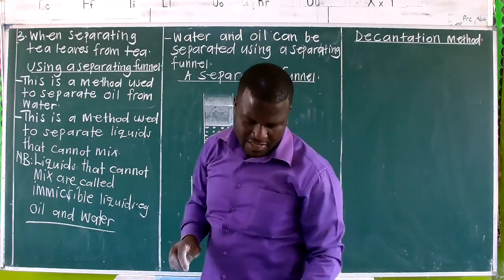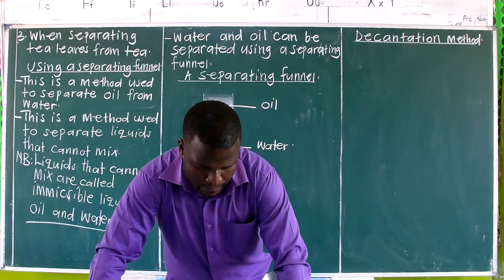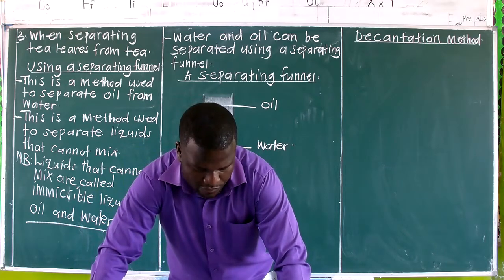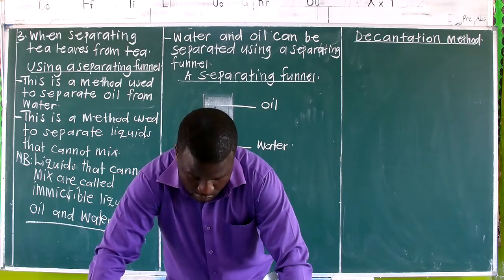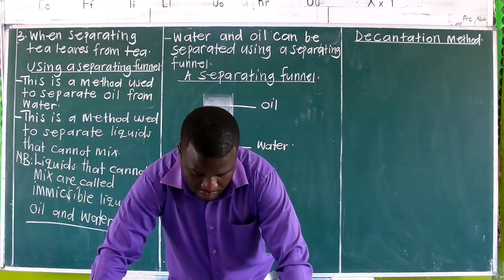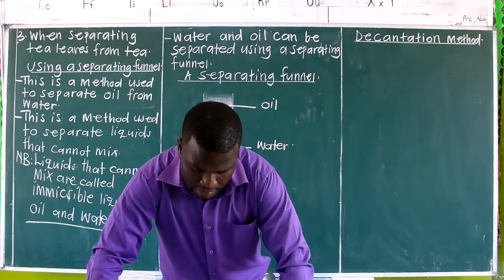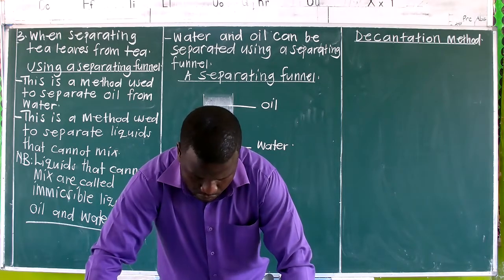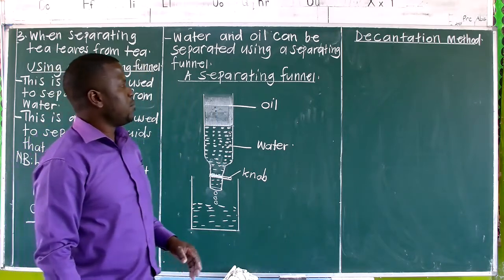Decantation method. So decantation method is a method of separating solid particles from liquid particles, whereby solid particles are allowed to settle at the bottom, then the liquid is poured off separately, and solid particles will be left at the bottom.